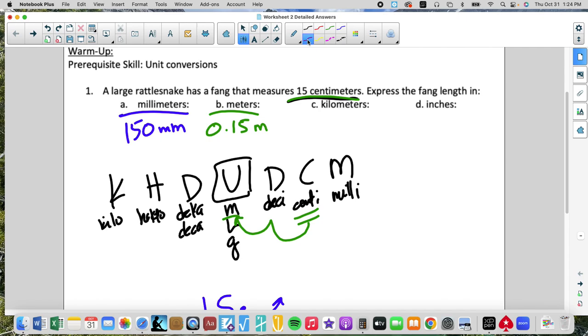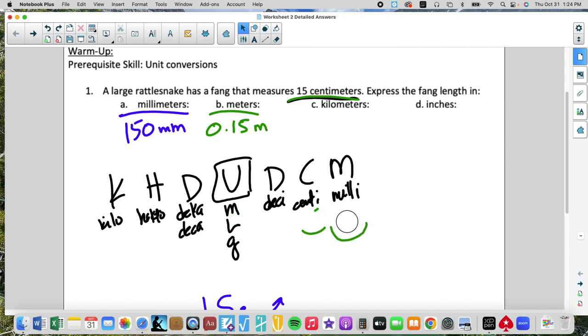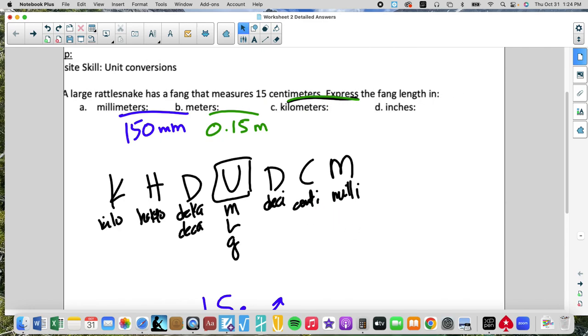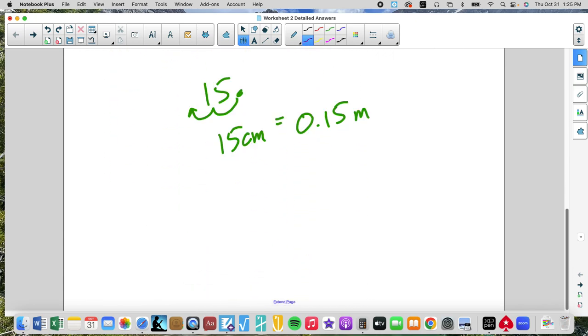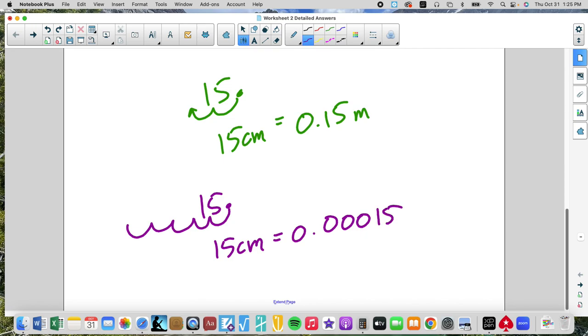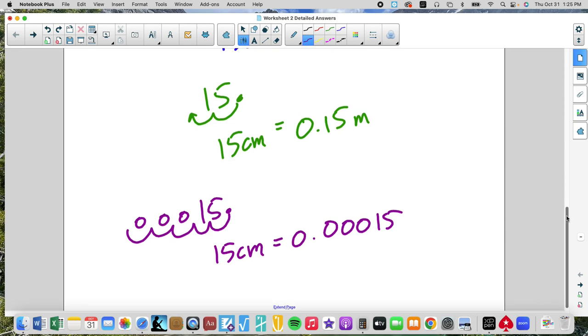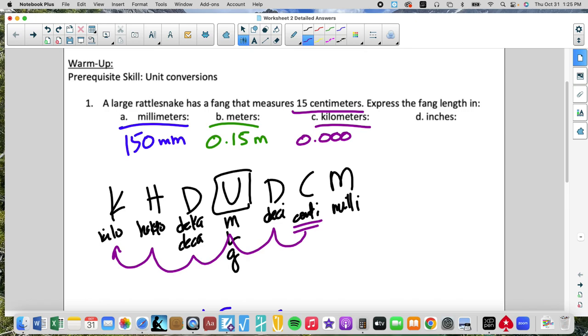All right, kilometers. So let's erase this part. We're still starting with centi, still in centimeters, and this time we're going to kilo. So we go 1, 2, 3, 4, 5 places to the left from my decimal point, and each of these equals a 0. So 15 centimeters is going to equal 0, and we have 1, 2, 3 loops, and then my 15. Each of these loops gets a 0. So that's going to equal 0.00015 kilometers.